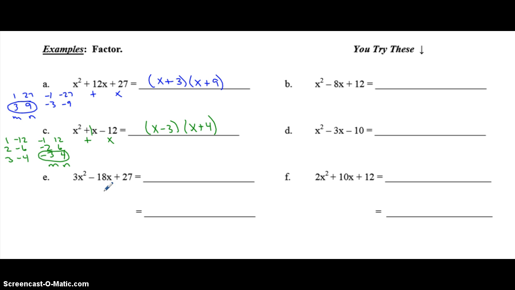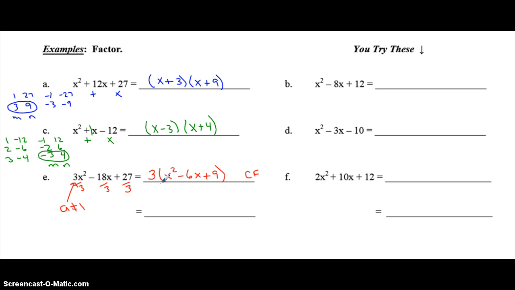For the third example, hopefully you notice that this is not yet a simple trinomial because your a value is not equal to 1. But all of these numbers can be divided by 3, which means the first thing that we can do is common factor out a 3. So that's the greatest common factor of 3, and you are left with x squared minus 6x plus 9.